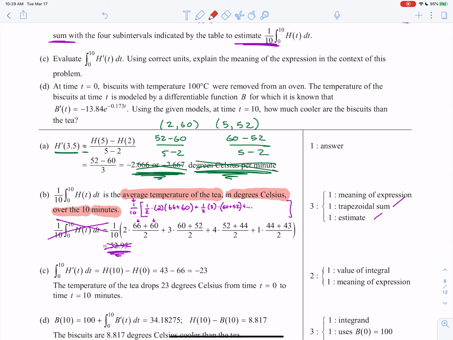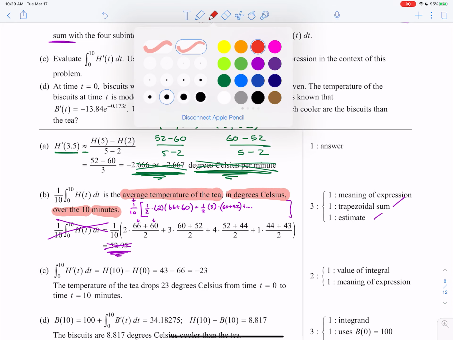You would have to say the average temperature of the tea with some indication of degrees Celsius, with some indication of the amount of time that you're using. In this case, it's 10 minutes, okay? Cool. Part C, here we go.